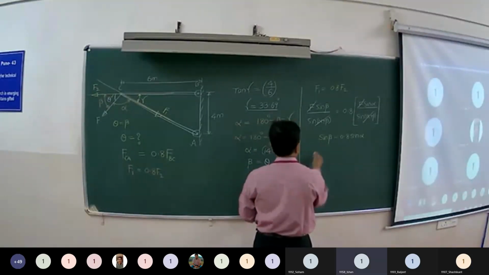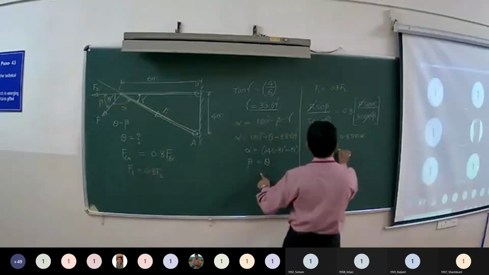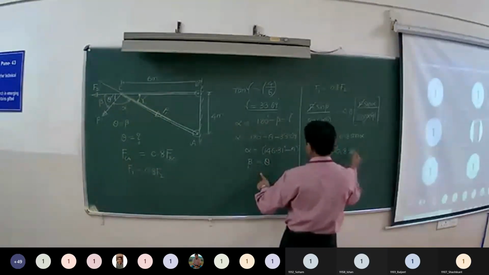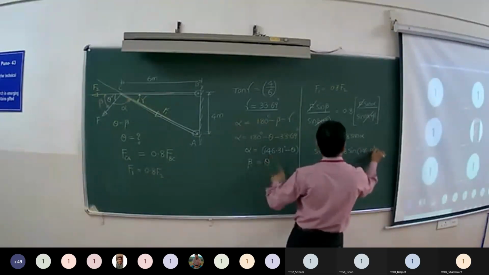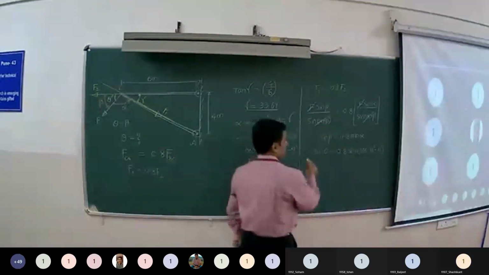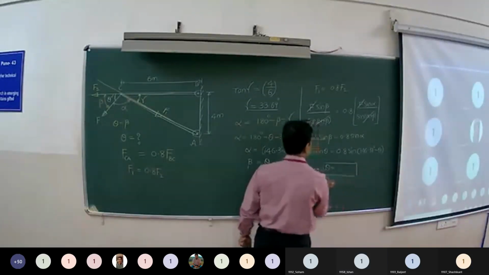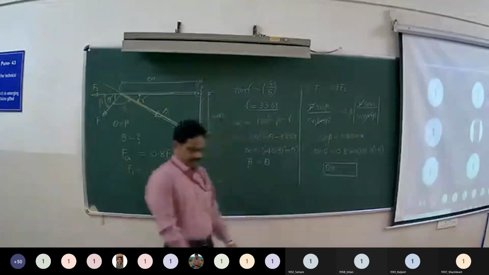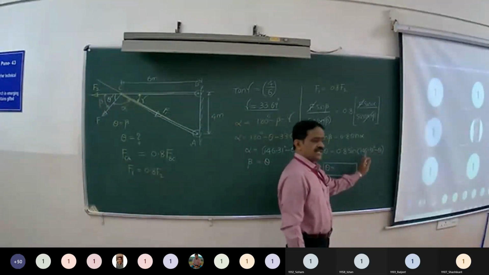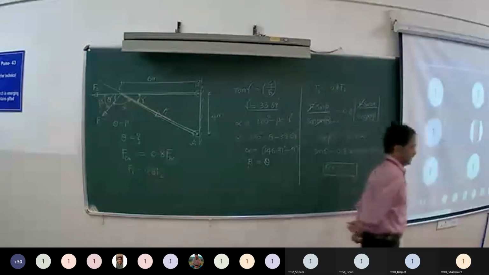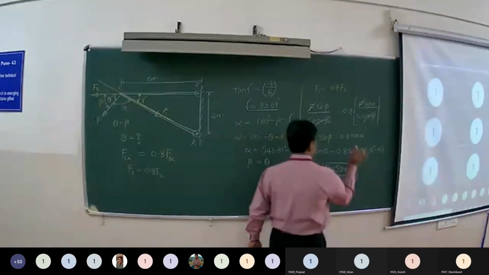Therefore, sin theta, since beta is equal to theta, is equal to 0.8 sin alpha, that is 0.8 sin of (146.31 minus theta). Solving this equation, you can get the value of theta. Open this bracket, sin(A minus B) is sin A cos B minus cos A sin B. Theta is 52.63.